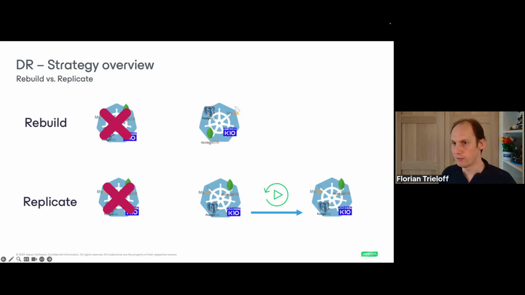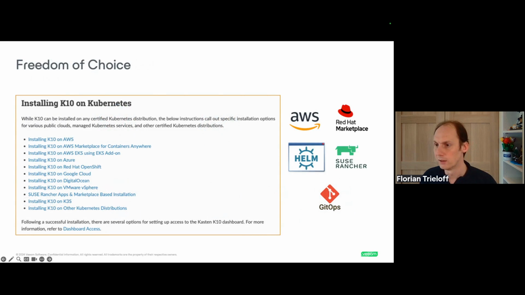That's all about use cases, but now let's have a look at how we can deploy this and how we can use this tool. There are different ways to do this. Just a screenshot from our documentation. There are a lot of ways to deploy Kasten. And it will run not just on AWS, Azure, cloud environments. You can run this on every Kubernetes distribution. You can use Helm to deploy our tool here. You can use Red Hat Marketplace, SUSE Rancher Marketplace, AWS Marketplace, Container Anywhere, or a completely GitOps-based approach.